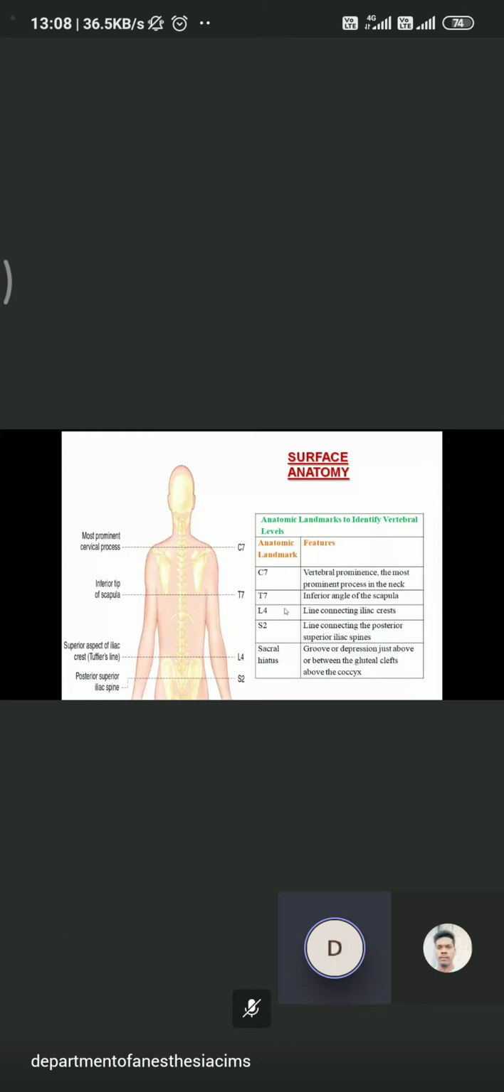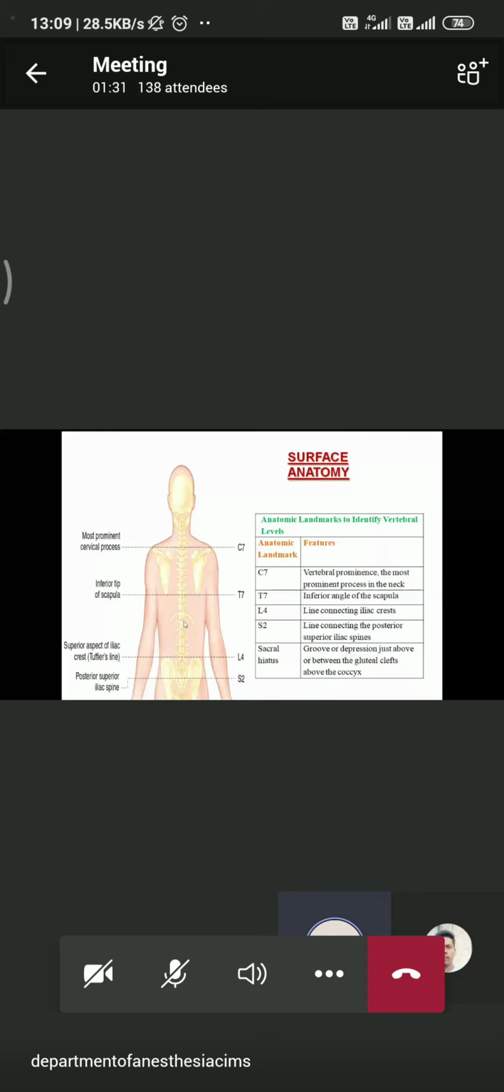the line connecting the highest points of the iliac crests crosses the L4 vertebra. So while giving an injection, we palpate these spines, and by these surface landmarks we judge in which space we are.